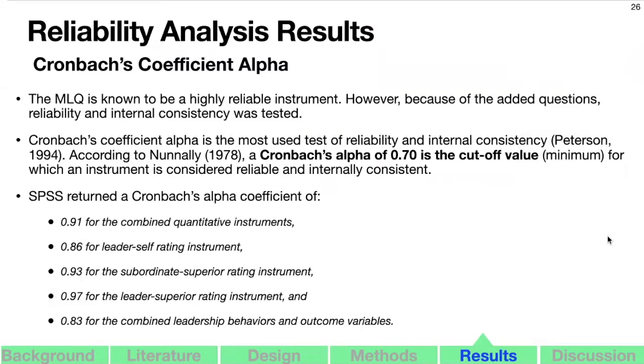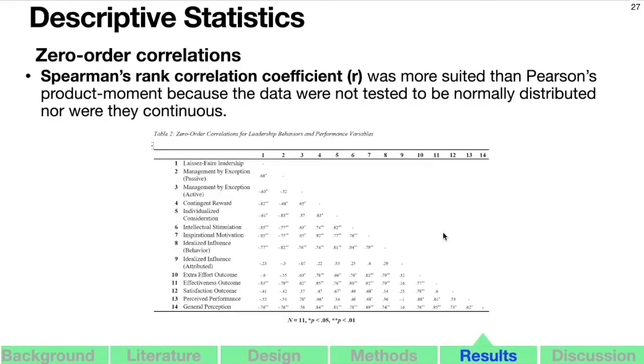So I had a Cronbach's alpha of more than 0.8 for each of the instruments, indicating very high reliability of the instruments. And then for the statistics, I used Spearman's rank correlation coefficient because I couldn't use Pearson's product moment correlation, since the data were not continuous and I didn't test for normality as well.